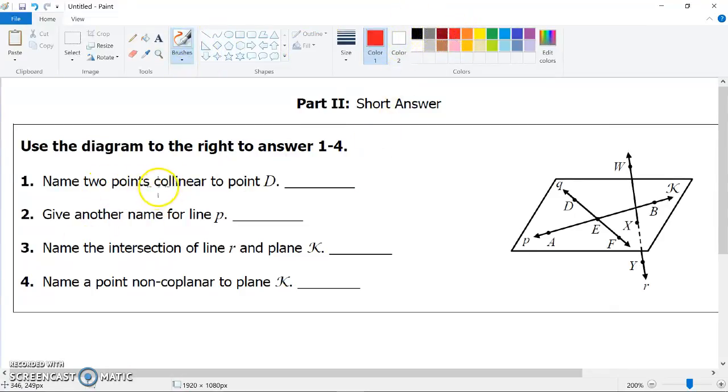Name 2 points collinear to point D. Collinear means points that lie on the same line. So here's point D. 2 more points that lie on that same line are points E and F. 2. Give another name for line P. Here is line P right here. Another name for it, let's go with the easiest one. This is how you draw the notation for line, and we'll just go with line AB.